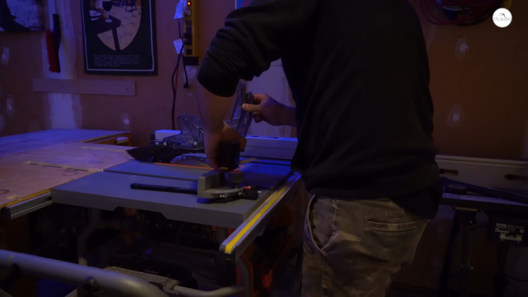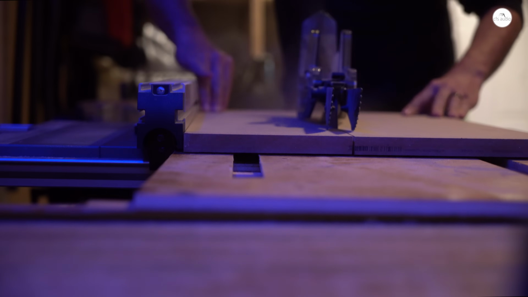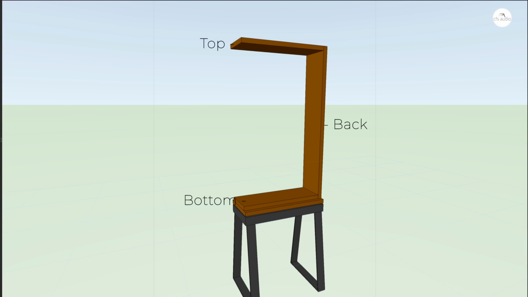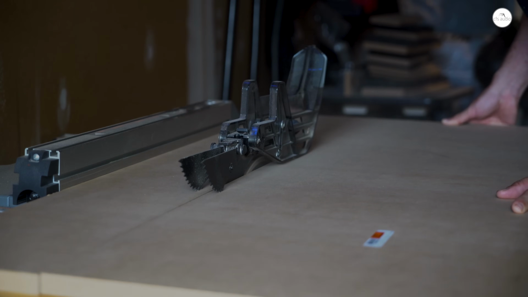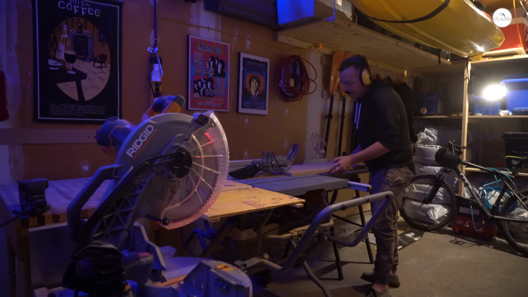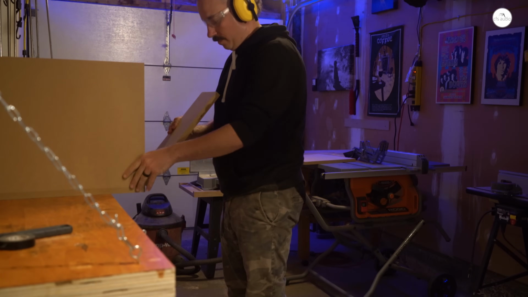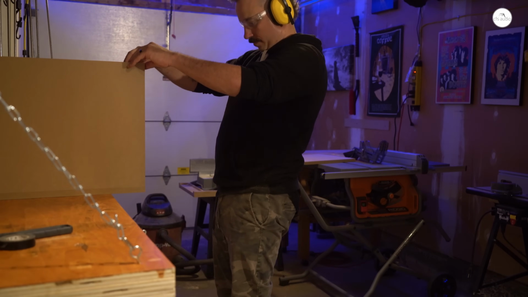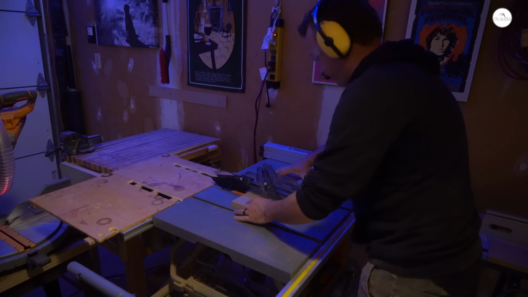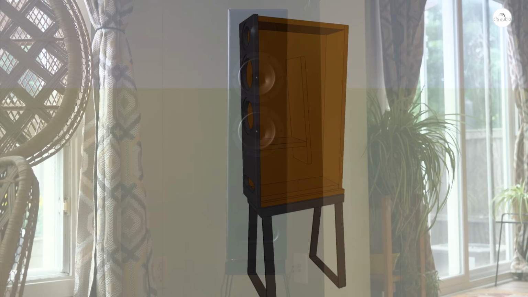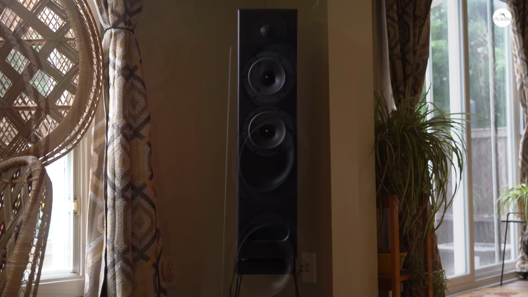So to make the cuts as even as possible, I designed the cabinets so that the top, back, bottom, and inner bracing that make up the transmission line were all cut to the same width. So I cut my sides, and then I set my saw to about 5.5 inches, and I was able to rip all of those pieces all at once, and that ensured that everything was going to be the exact same width. The exception to this was the bottom plate, the pieces for the speaker stand, and the front baffle. All of those matched the total width of the speaker cabinet, which was 7 inches.